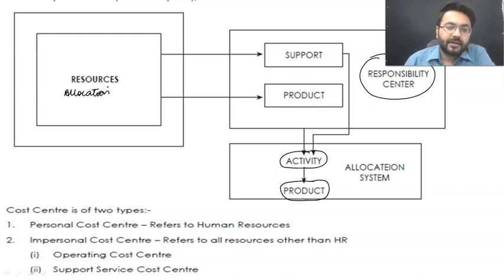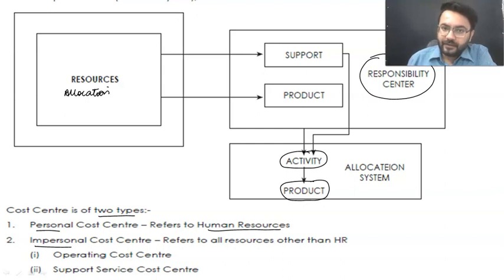Okay, so over here it tells you that cost centers are of 2 types, right? It is not quite right, because cost centers are generally classified into 6 types, but it's okay. The very first is personal, next is impersonal. Personal refers to the human resource department, which straight away takes care of you. And apart from that, each and every department other than human resource is classified as an impersonal cost center.